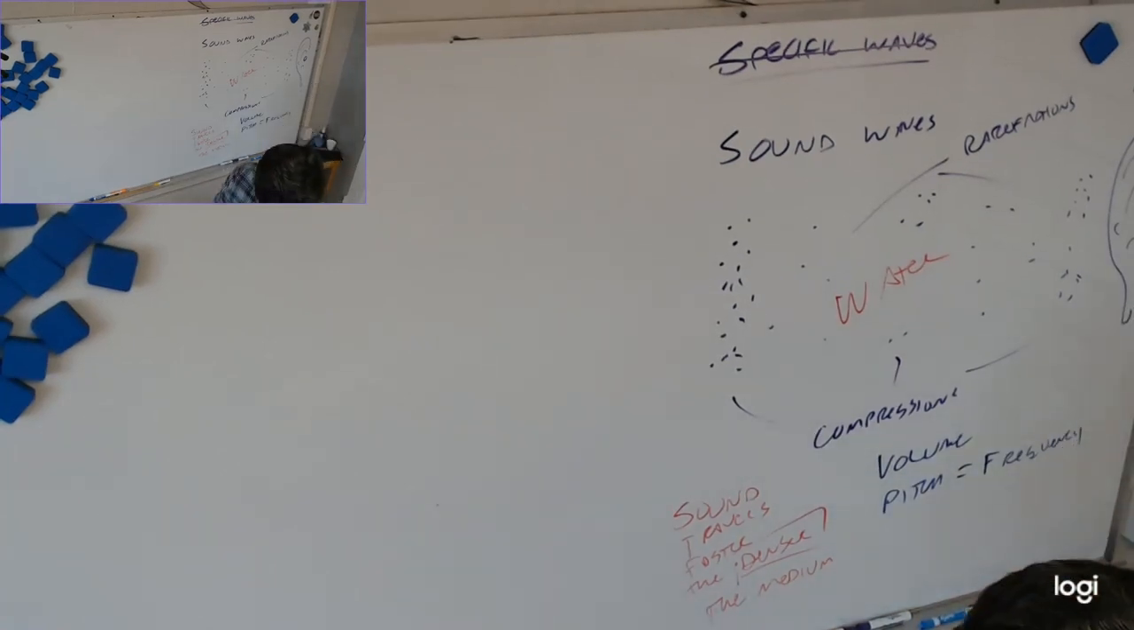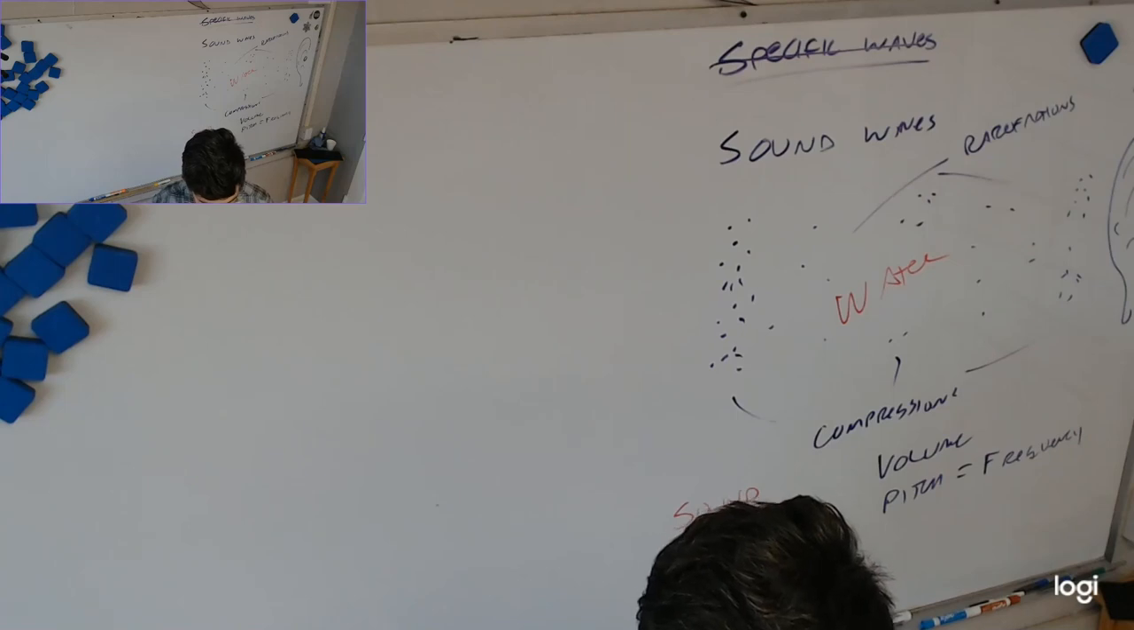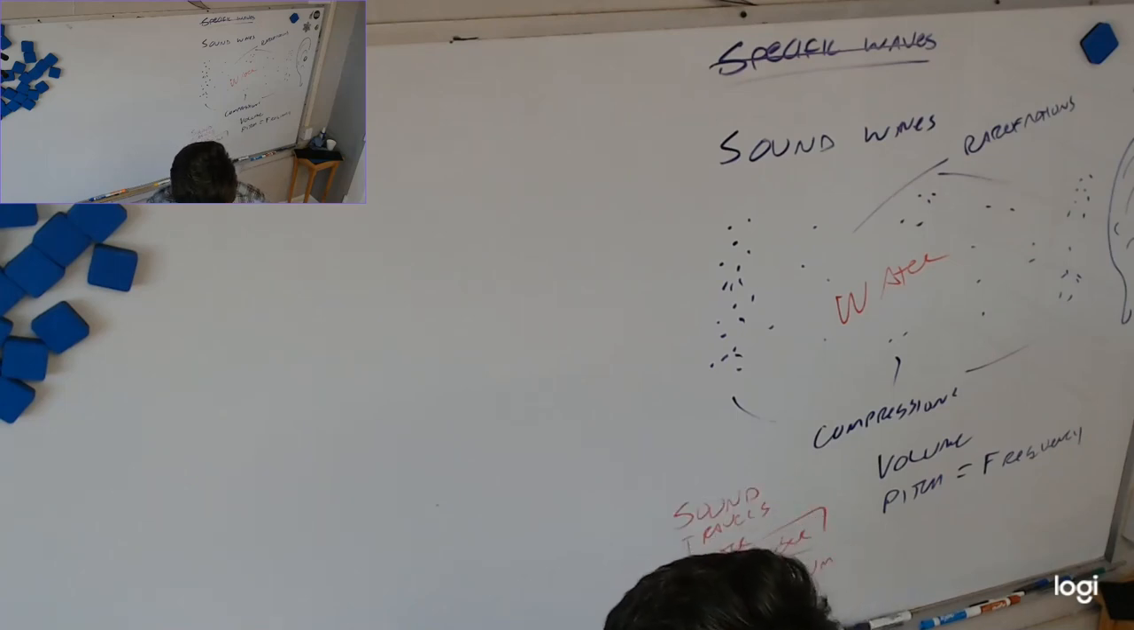Can I ask a weird question? Yes. Do fish have ears? Fish, yeah. Fish have not ears as we would call them ears, but they have auditory sensors. That's my phone. Don't worry about it.